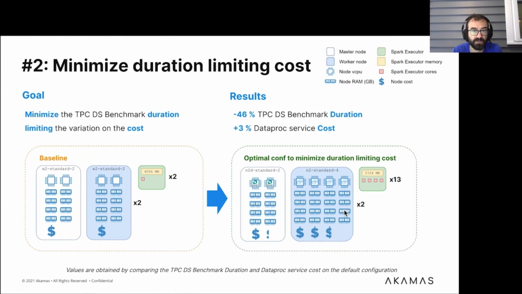At the same time, the executor configuration has also been changed. Now we have an executor per virtual CPU, hyper-threading is enabled on those nodes, and each executor uses less memory than in the previous configuration.